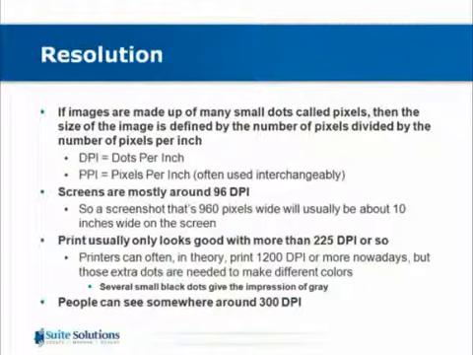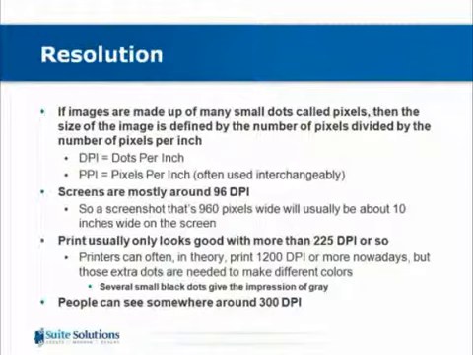So the idea is the more dots you have in a given amount of space, the clearer your image is going to appear, because you have more precision. If you have more pixels in a given amount of space, you're going to have a better looking image generally. So the size of the image, the way you actually see it, is going to be basically the number of pixels you have in your image divided by the number of pixels per inch.